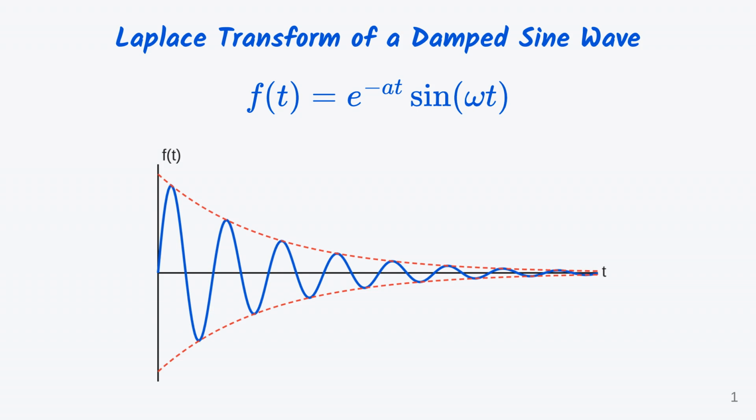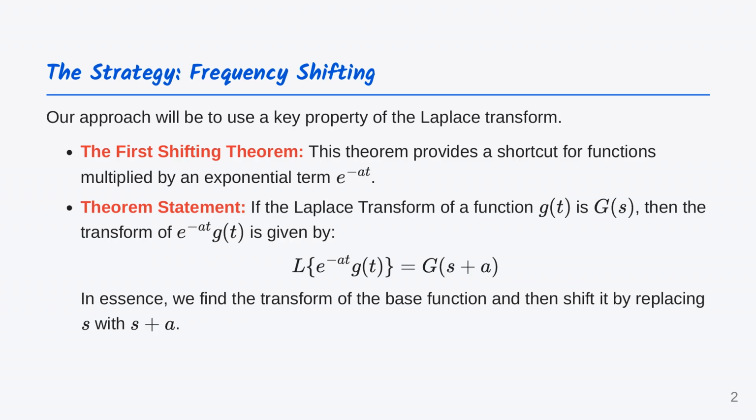Hello everyone. Today we are going to find the Laplace transform of a damped sine wave. Our function is f of t equals e to the minus at times the sine of omega t. So what's our strategy for tackling this? We are going to use a powerful property called frequency shifting. The key here is something called the first shifting theorem.